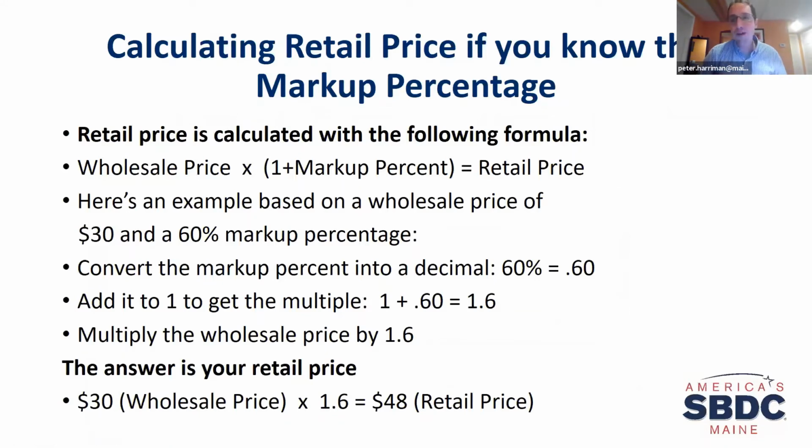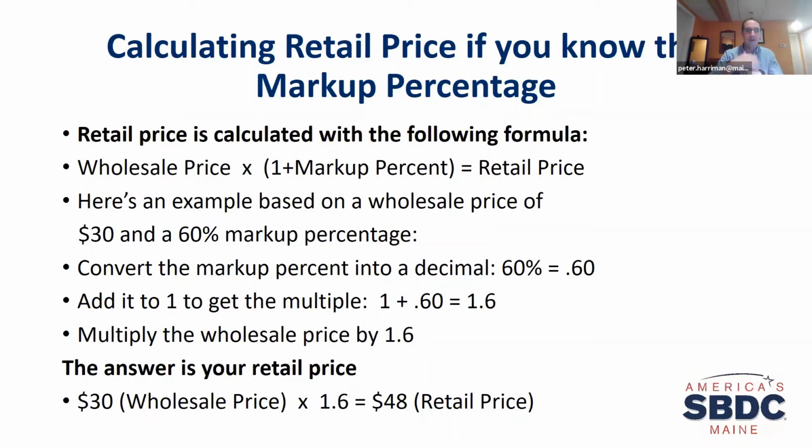So how do you calculate the retail price if you know the markup percentage? Okay, you had all those terms thrown at you, and now we're going to try to put it into practice. So how would you calculate the retail price if you know the markup percentage? The retail price is calculated with the following formula: wholesale price times 1 plus the markup percent equals the retail price.